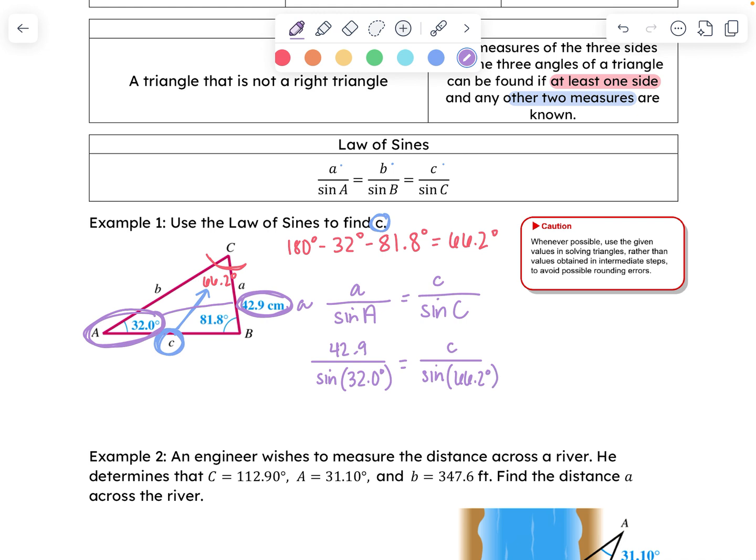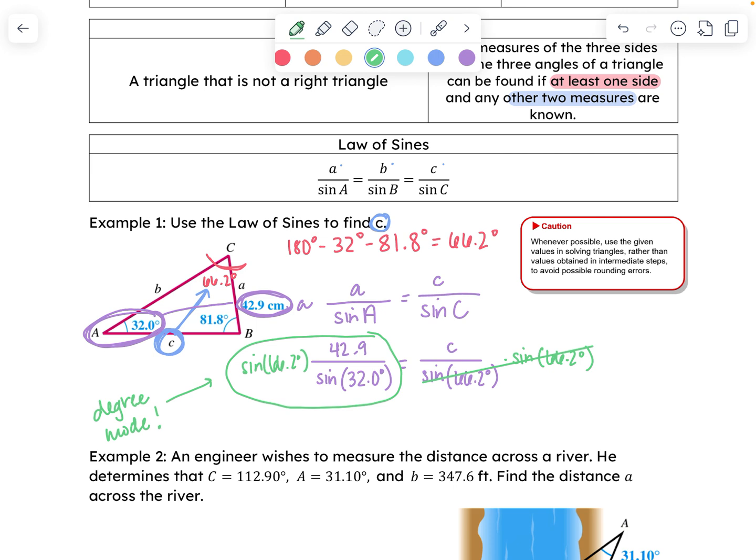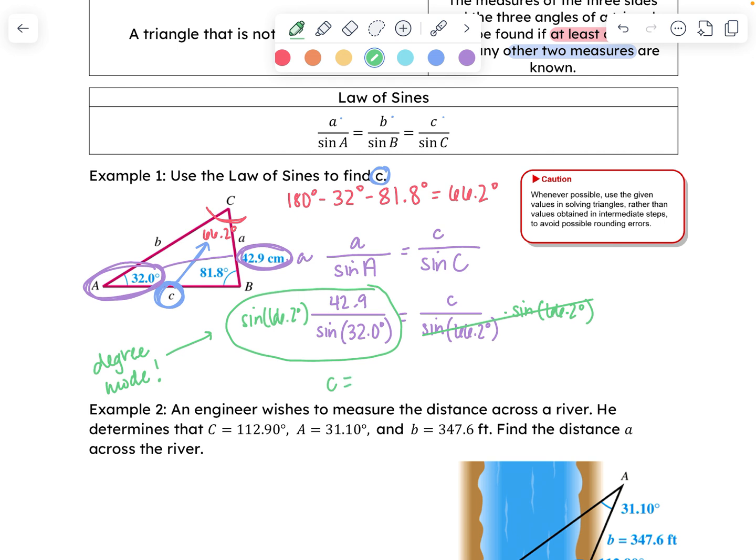If I have this equation right here, I'm trying to get c by itself, so I'm going to multiply both sides by that sine of 66.2 degrees to get it out of that denominator, and that also gets c by itself for me. So this right here, I'm just going to plug into my calculator. When I do, I need to make sure that I'm in degree mode because we are working in degrees with all those degree signs. And when I plug all of that into my calculator, that will give me my answer. So check your mode, make sure you're in degree mode, and plug it in.